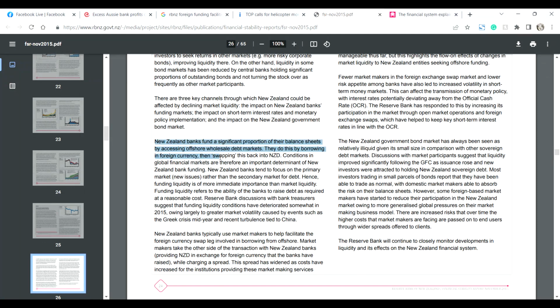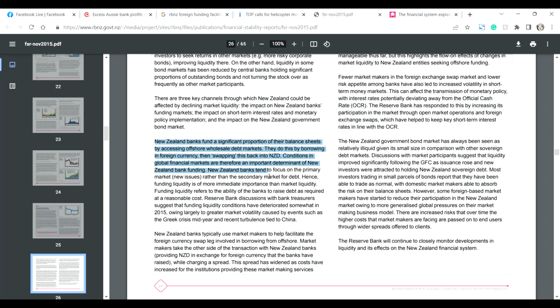New Zealand banks fund a significant proportion of their balance sheets by accessing offshore wholesale debt markets. They do this by borrowing in foreign currency, then swapping this back into the New Zealand dollar. Conditions in global financial markets are therefore an important determinant of New Zealand bank funding.